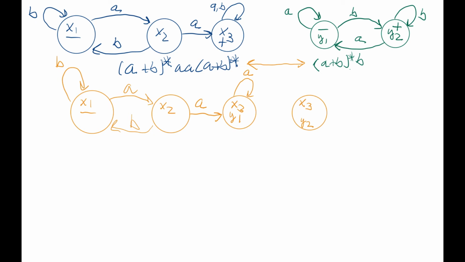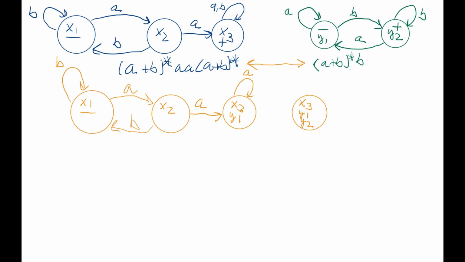Now, there's one more thing. Because I'm in state x3 and x3 happens to be a final state on my first machine, I can also transition and be in state y1 at the same time. So I have to include y1 in my list of things.